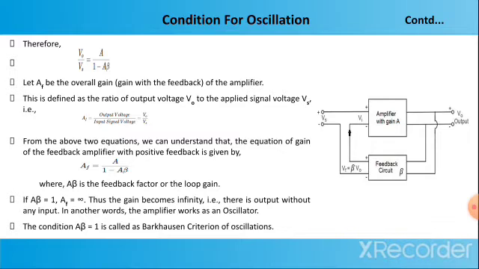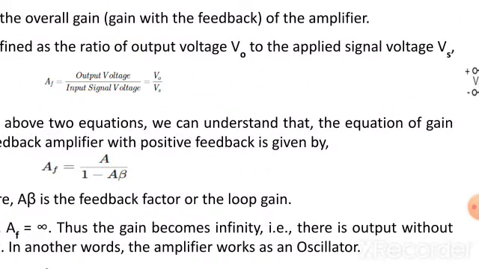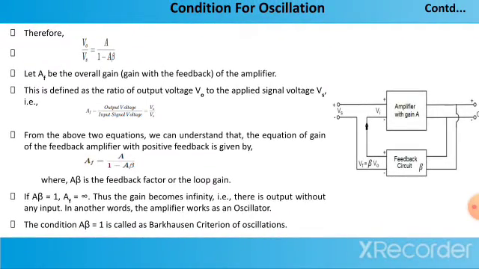Now if A beta equals 1, then the denominator will become 0. Then the whole AF will become infinity. So the gain becomes infinity, that is, there is output without any input. In other words, the amplifier works as an oscillator. This condition, A beta equal to 1, is called Barkhausen's criteria of oscillation.